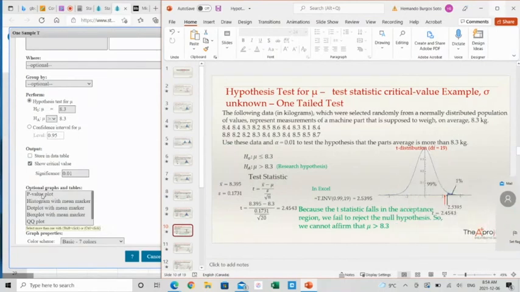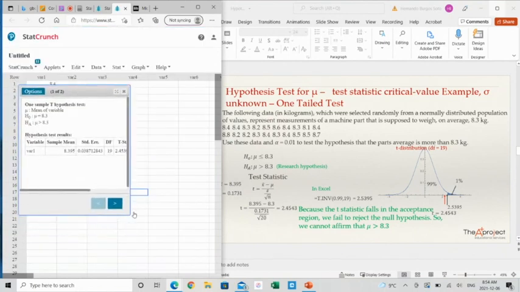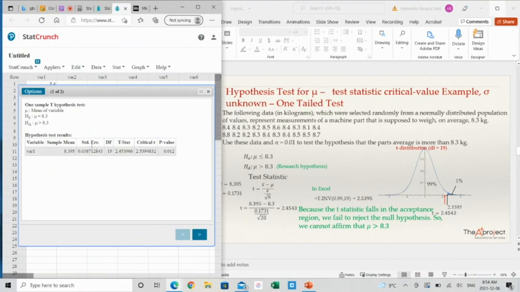Here there are several plots that you can make with the data. The one that could be important for hypothesis testing will be the p-value plot, if you want to see a plot. And then press Compute. The answer appears in one table. Here is the variable. Here is the sample mean. So they compute the sample, and the sample mean is 8.395. This is the standard error, so it will be S divided by root of n. The degrees of freedom is 19 because we have 20 data. The t statistic is 2.4540, and the p-value is 0.012.